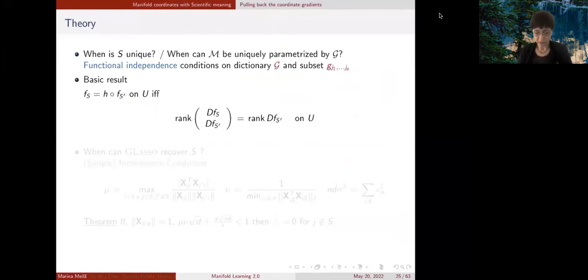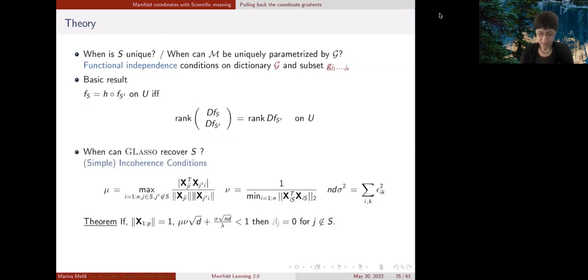And to have unique recovery, it means that the coordinates that we choose have to be the only set that can represent the manifold, which means that we can't represent these coordinates in terms of other coordinates also in the dictionary. And this is actually a form of the implicit function theorem. If you have questions about why this is actually not trivial, please ask me at the end of the talk.